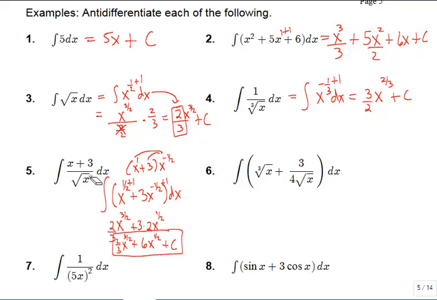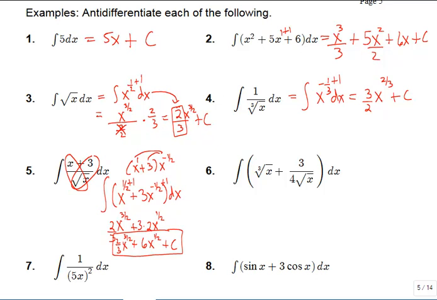Now a second option, I won't do it all out, but another option would be to just divide that square root of x into each of the terms in the numerator, and you're going to get exactly the same expression when you do that. Okay? All right, let's take a look at number 6.